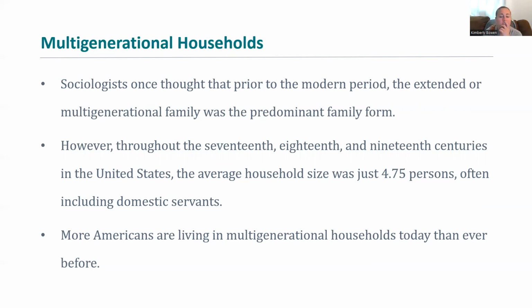More Americans are living in multi-generational households today than ever before. And again, a lot of sociologists are pointing that towards economics. When a single income can't carry a household, then more help is needed. There's more benefits of including multi-generational households.